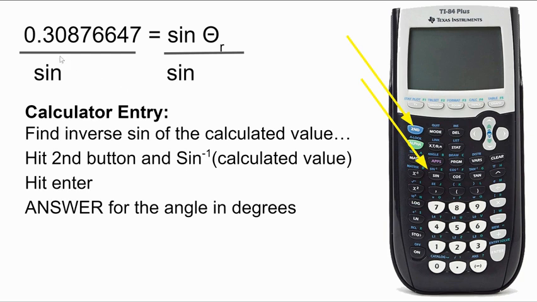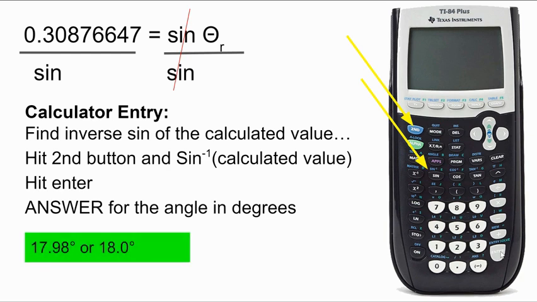So again, we'll take 0.30876647, and to divide by sine, we're going to do the following steps on our calculator. We're going to hit second and the sine button. You'll see that sine to the -1 pop up and a parenthesis. Then we'll type in 0.30876647, close the parenthesis, hit enter, and you should get an answer of 18 degrees when rounded to the tens place.